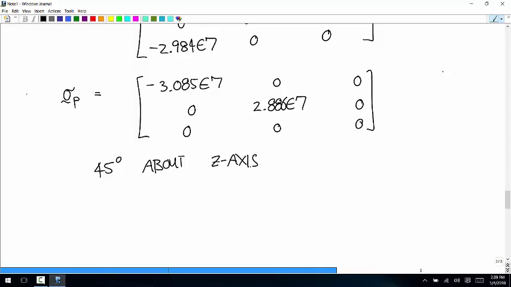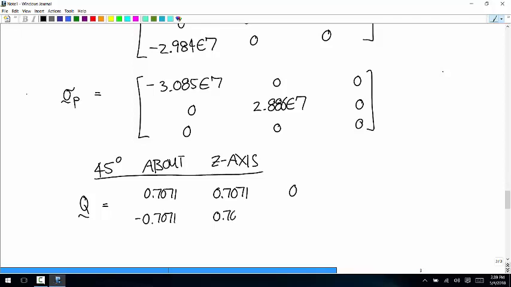And if you had two negatives and a 0, you want to go right to the middle. So now for this one, our rotation matrix is 0.7071, 0.7071, 0, negative 0.7071, positive 0.7071, 0, 0, 0, 1.